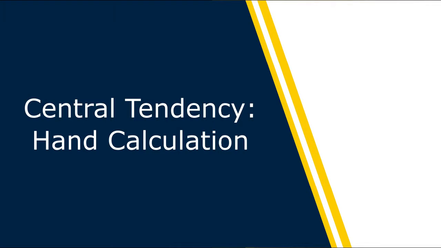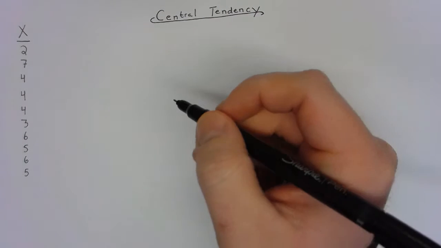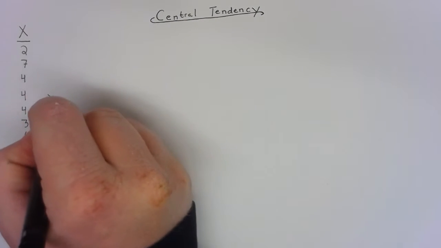When you're trying to describe a data set, one of the first things you want to try to do is describe where the center of the data is located, or the central tendency. Now, we're going to work through this using this data set of 10 numbers, which we've just nominally given X as an identifier for.